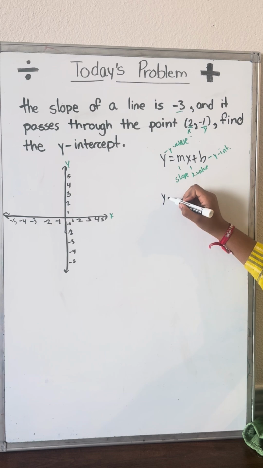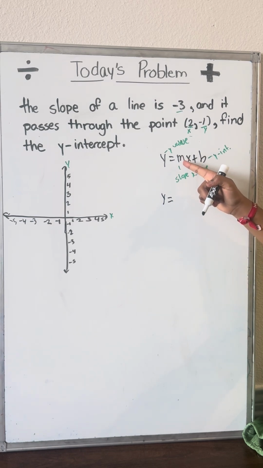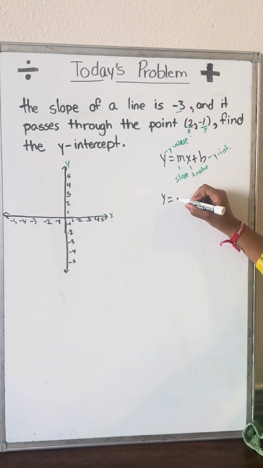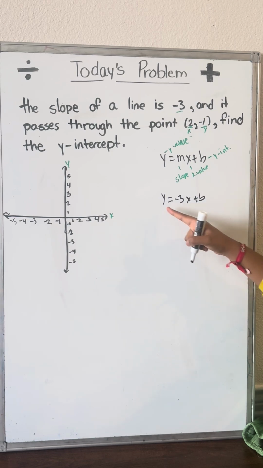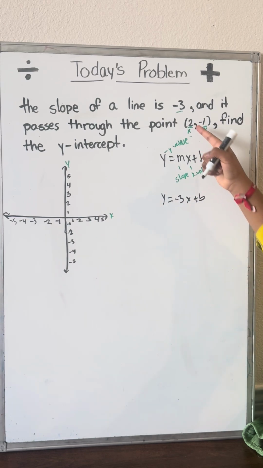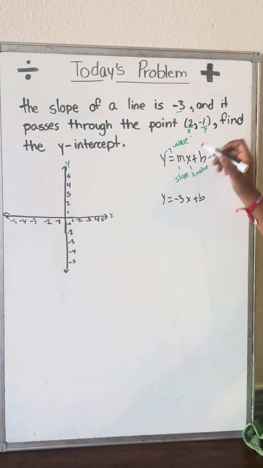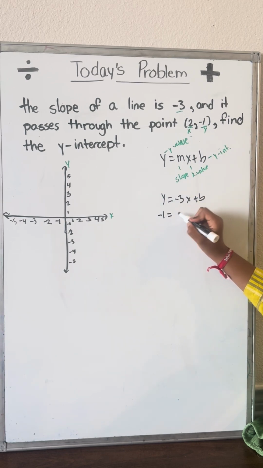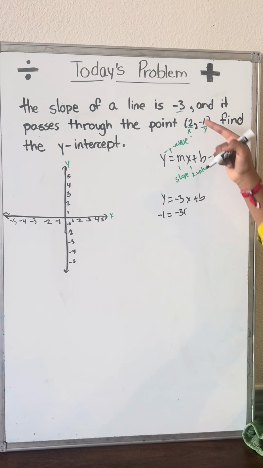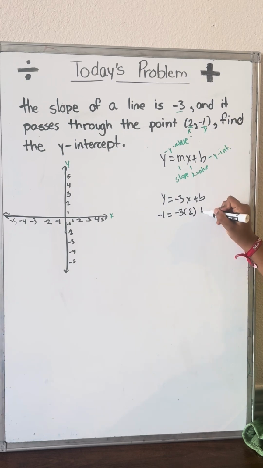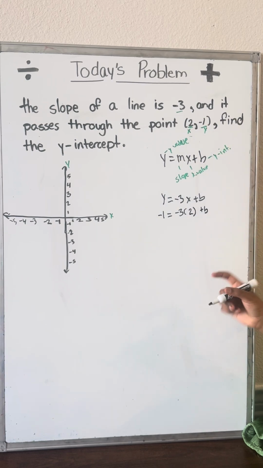So y equals mx plus b, and the slope is m, so we're going to get -3 here: -3x plus b. Now we're going to substitute the y and the x in from this point. The y is -1, so -1 equals -3 times 2 for the x, plus b. So we're finding the b right now.